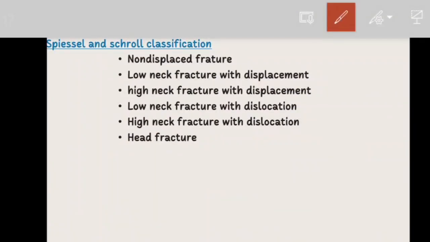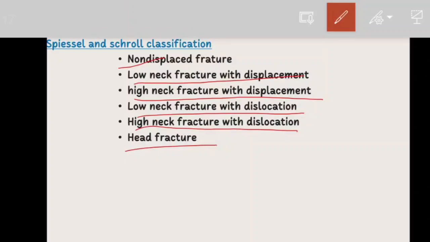Now according to the Spiessl-Schroll classification, the types are: non-displaced fracture, low neck fracture with displacement, high neck fracture with displacement, low neck fracture with dislocation, high neck fracture with dislocation, and the head fracture. So it is an important short note question.